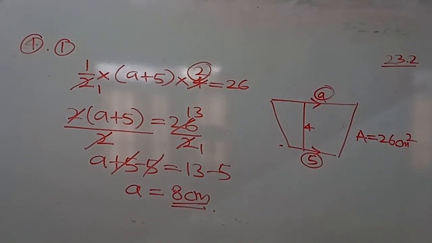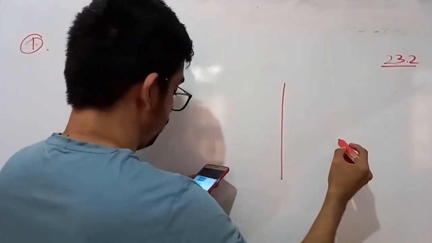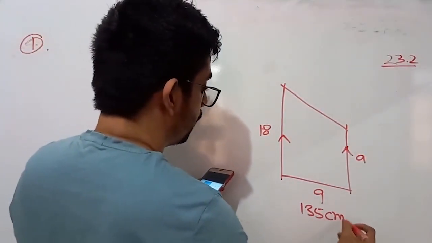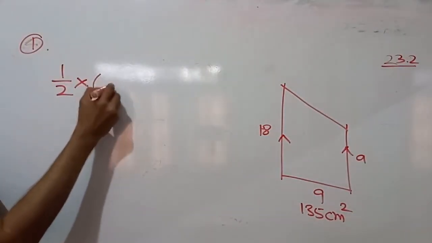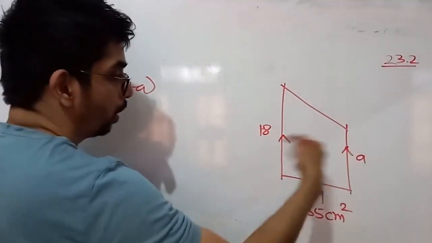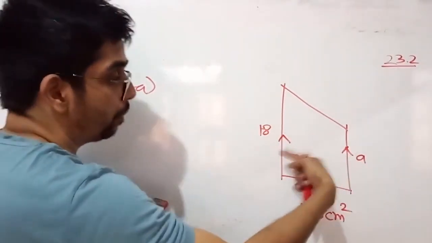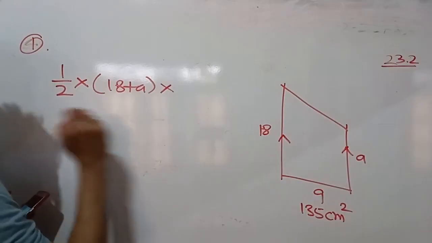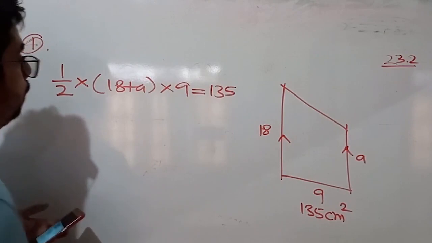Just as before. Right, so the diagram which has been given to us is something like this. So the area is what? 135 square centimeters. Half into 18 plus 8, just as before, right? So the length of one of the parallel sides is not given to us. Right? It was the same in the previous one. Then into what? 9, the perpendicular height. So that is equal to 135.